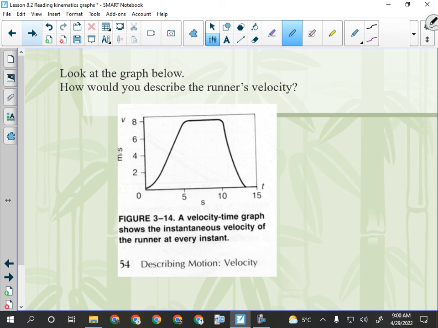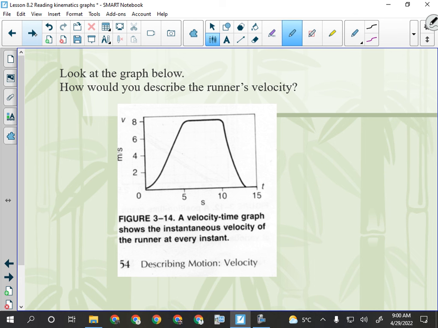Okay, well this is exactly what would happen if you were running a sprint. The gun would go off and you would accelerate. You'd run as hard as you can, but there comes a point where you keep pulling as hard as you can, but you can't run any faster. You reach your top speed, and you hold that top speed until you get to the finish line, and then you stop. That's exactly what that graph would look like.